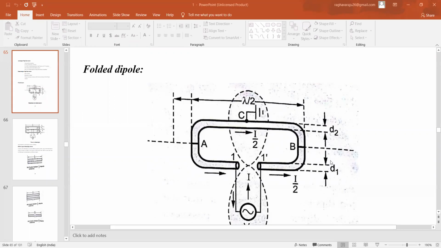Hi, students. This video lecture focuses on folded dipole. The previous video lecture showed how a half-wave dipole acts as a thin linear antenna. So this video lecture focuses on the application of the thin linear antenna half-wave dipole as a folded dipole. You are watching the figure for folded dipole.